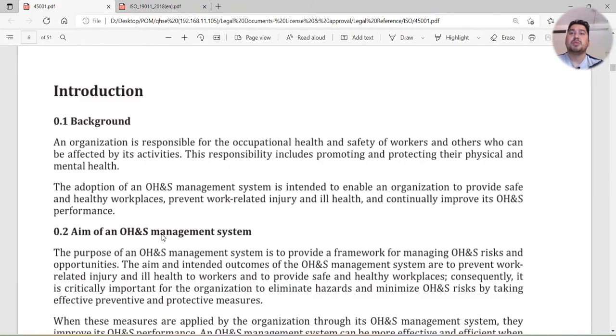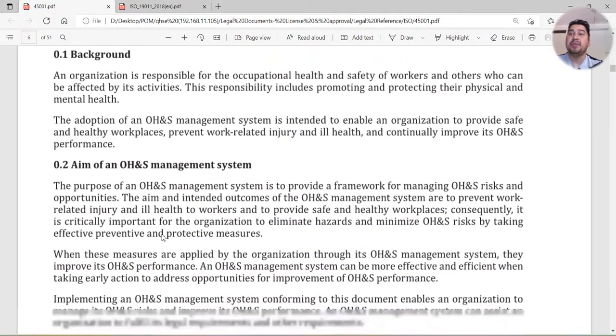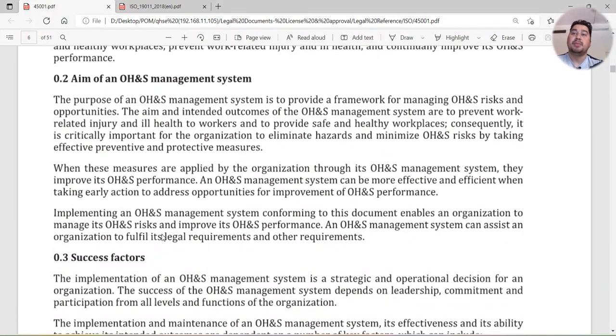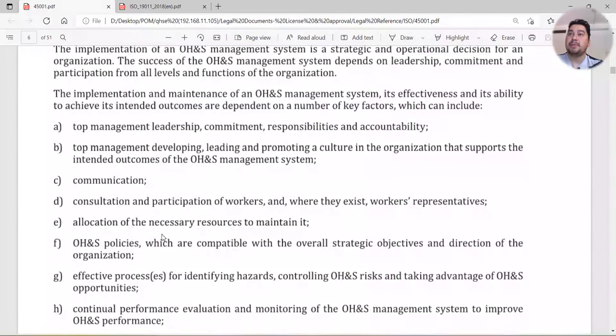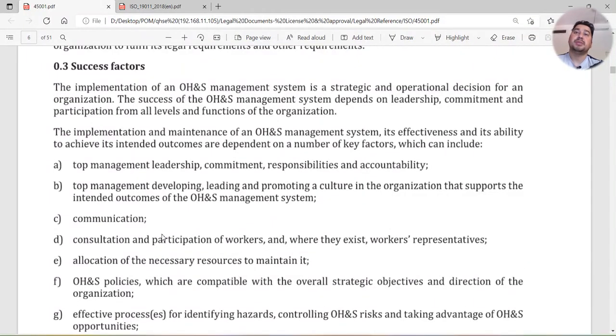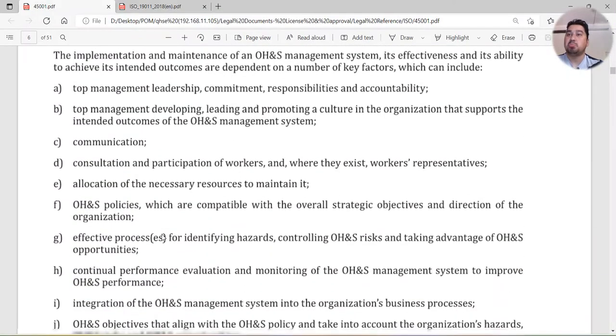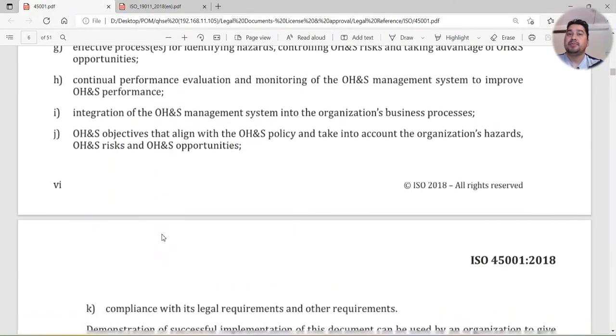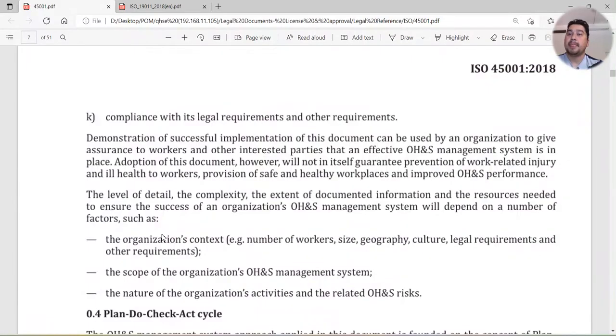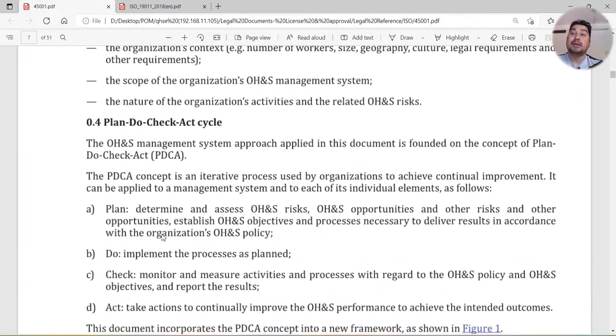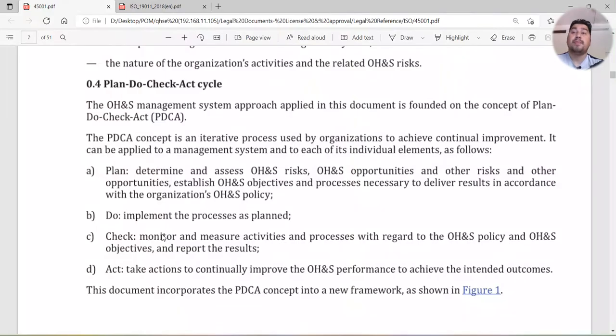The introduction covers responsibility for the occupational health and safety of workers and others who can be affected by its activity. The aim of the OHS management system, occupational health and safety management system, it will tell you. Success factors: the implementation of an OHS management system is a strategic and operational decision for an organization. So it's also not important. And as you know, this system works on the plan, do, check, act cycle.